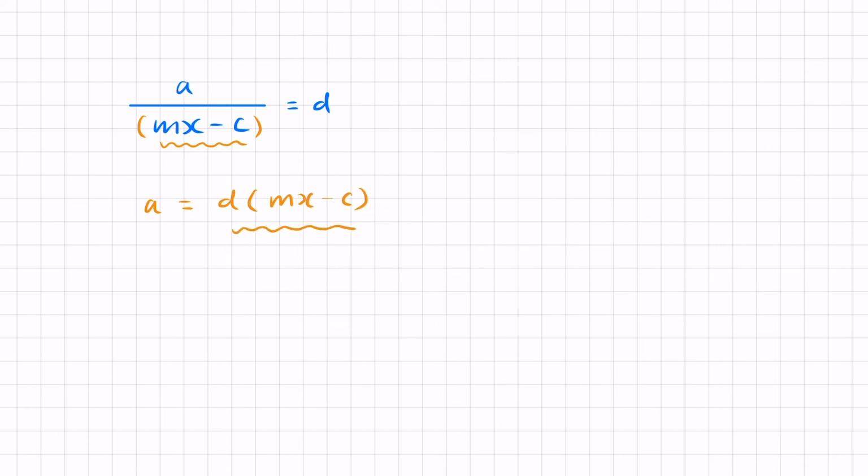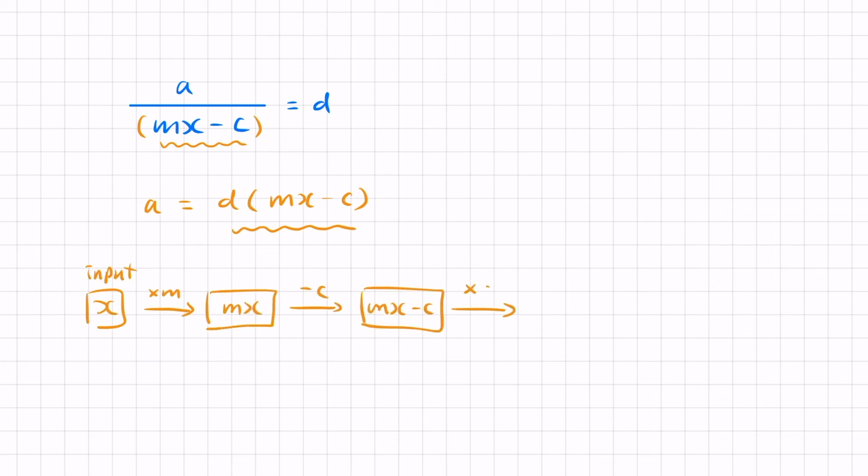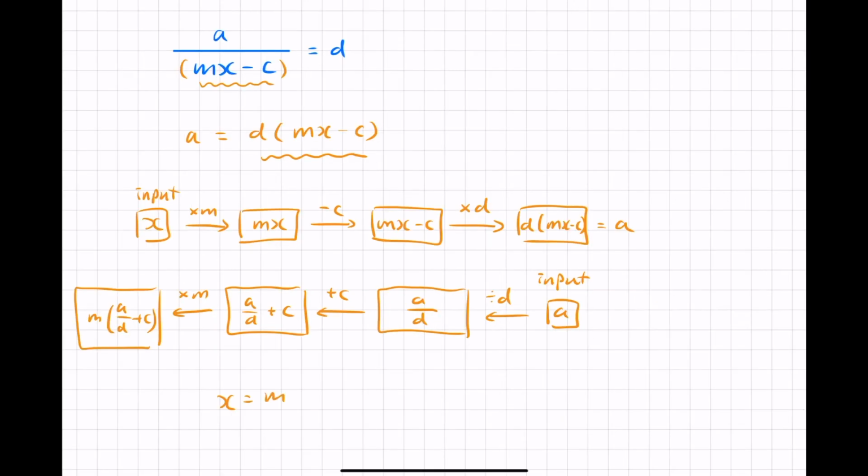So what we have here is, it's being multiplied by m, subtract c, and everything is multiplied by d. And that will give us the outcome, which is a. Therefore, to go backwards, we will have x is going to be ma over d plus c, all in brackets. And that is our answer. Now, I would like you to try this question and see if you can work this one out.